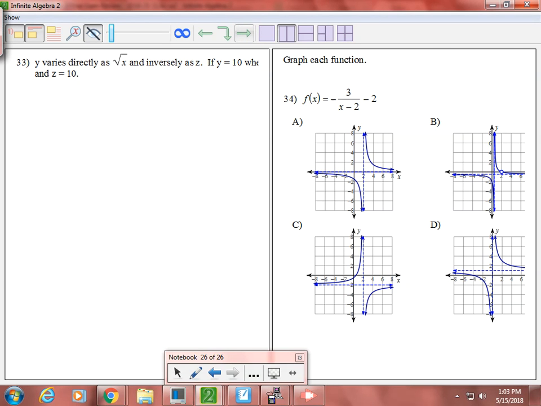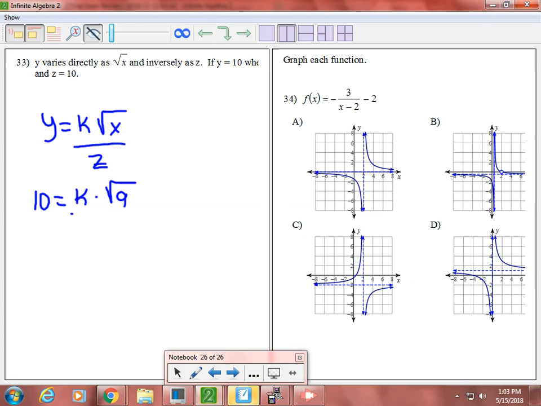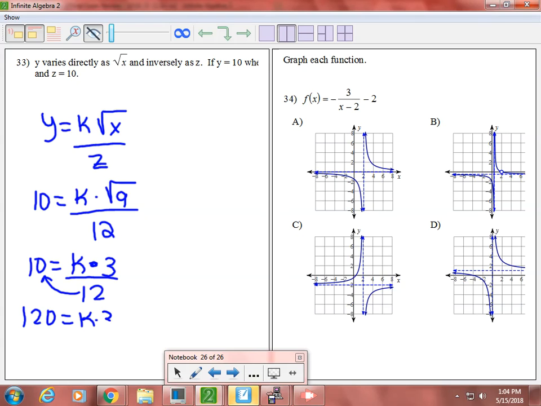33 is again a variation one. Y varies directly, so k times the square root of x, and inversely as z. So now you know that if y is 10, we need to find our k value, square root of 9, and then all over 12. Okay, so when we're solving this, simplify a little bit. We get k, and then this is really going to be times 3 over 12. Move this 12 to the other side. 120 equals k times 3. Divide by 3. So k then is equal to 40.